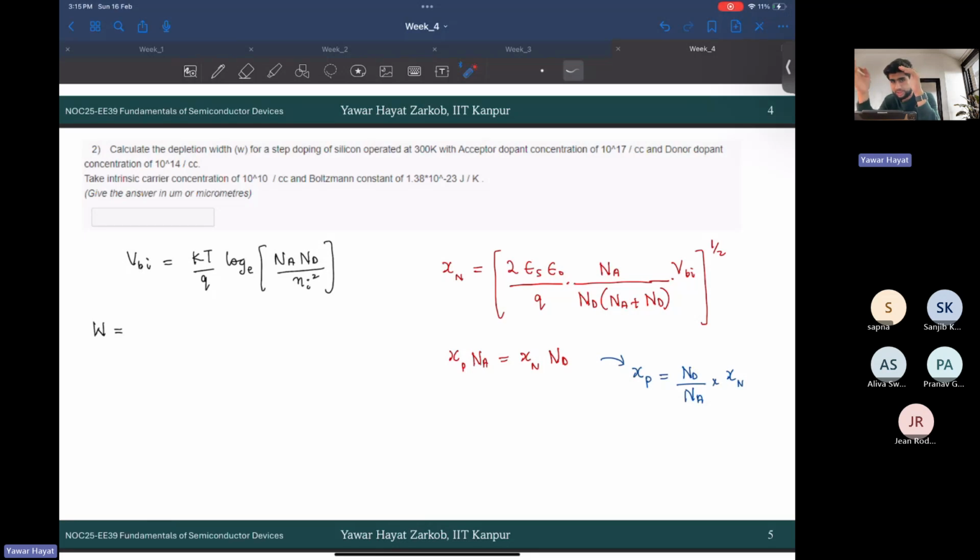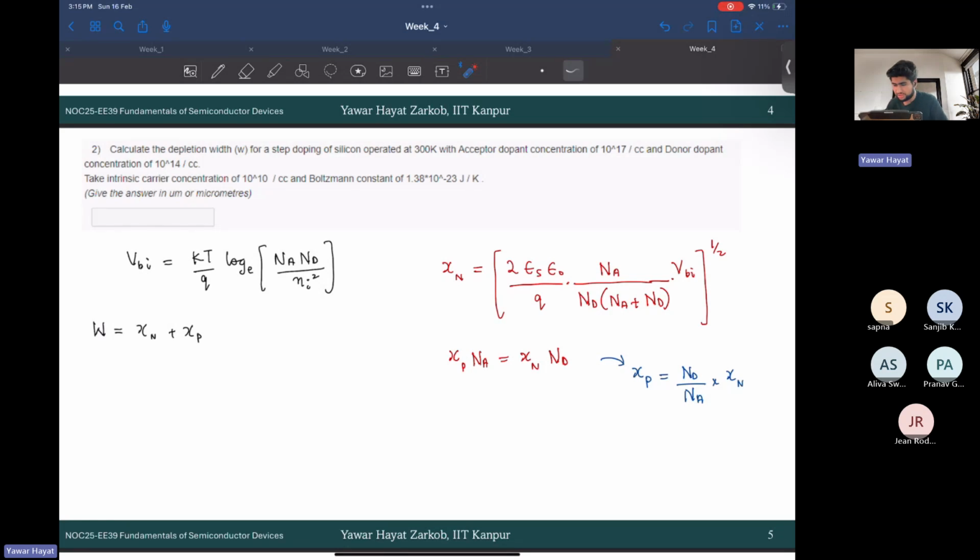xn is the depletion width on the N side of the junction. xp is the depletion width on the P side of the junction. So what should be W? xn plus xp. Correct. So now you have all the quantities, right? Firstly, you will obtain VBI, substitute that VBI here, obtain xn. Once you get xn, use this formula to compute xp, and then take the sum of the two and compute W.